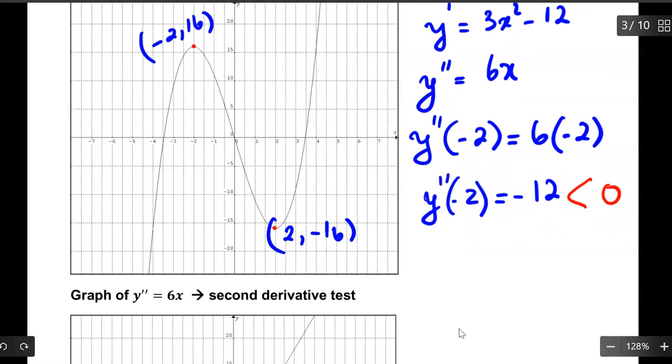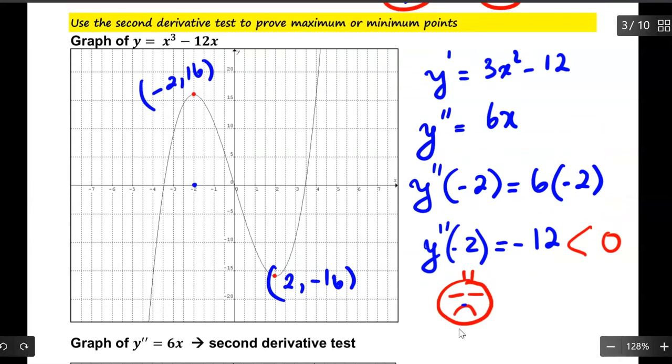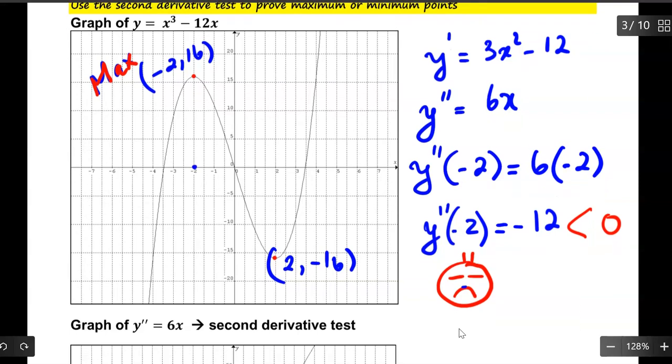So let's say less than 0, draw that face, is negative. So this is a what? A maximum point. So when x is equal to negative 2 right here, I have a max. So here is a maximum point. Alright, so proving that it is a maximum point, because the second derivative test is showing me that it is negative.